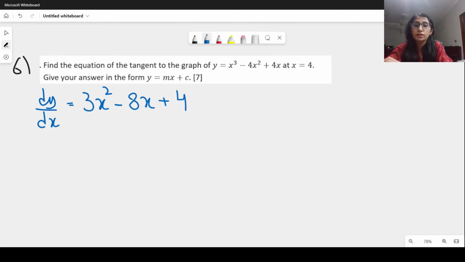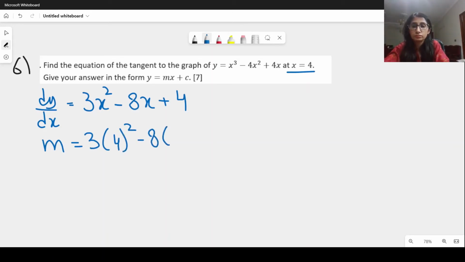So that's the derivative. Now we have to find the slope at x is equals to 4. So I'll write m is equals to 3, replace x with 4. Okay, so I'm going to enter this in my calculator. I'm getting 20. So the slope or the gradient is 20. So the equation of the tangent is y is equals to 20x plus c.